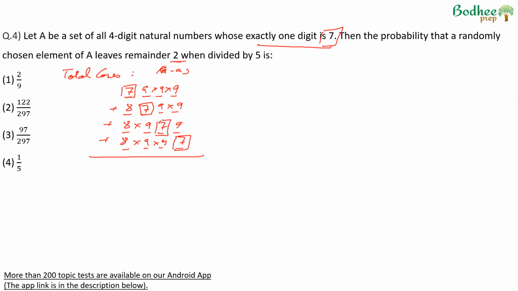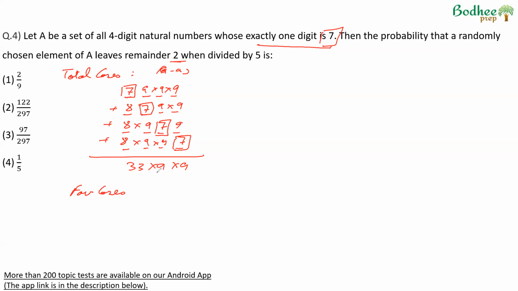The total number becomes 9 into 9, which is common in all of them, times 8 plus 8 plus 8, 24, plus 9, 33. The total number of cases with exactly one 7 in a 4-digit number is 33 into 9 into 9. What are the favorable cases?